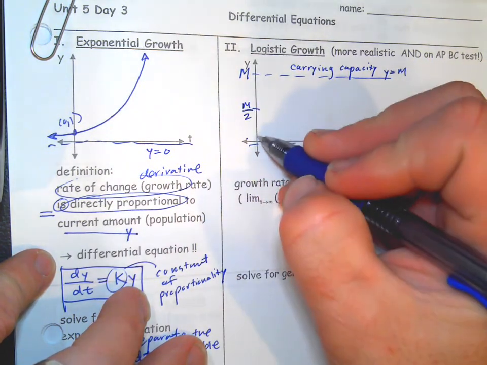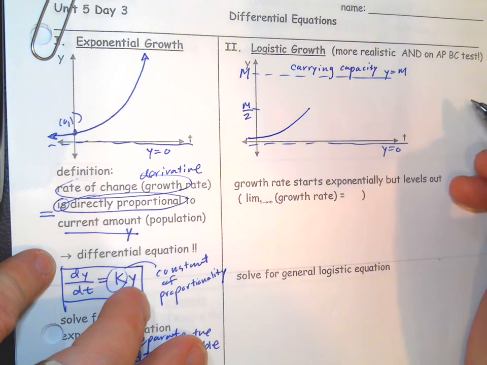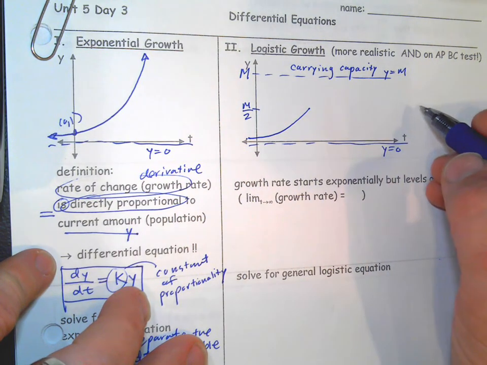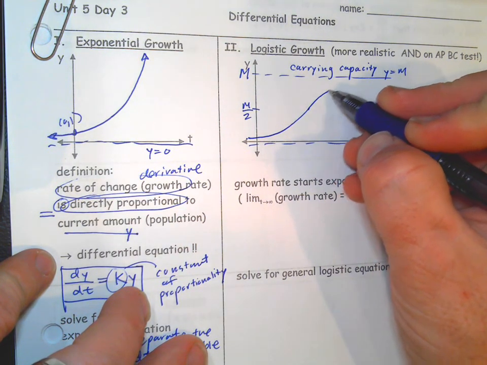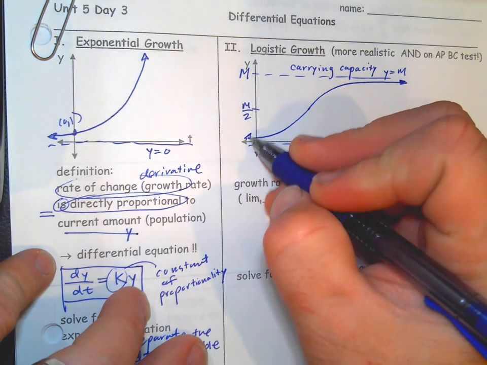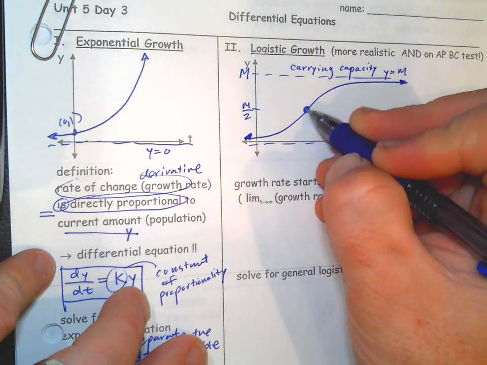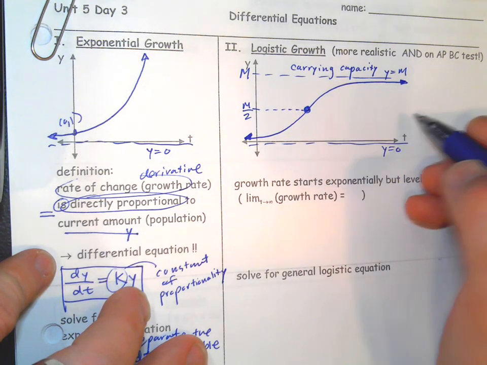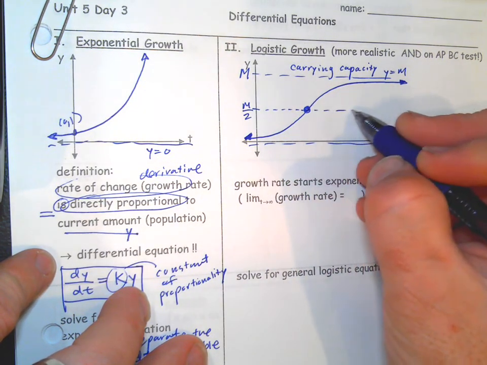Now something special happens at half the carrying capacity. At first, growth is exponential when the population is small. But then it bends back down, concave down, towards the carrying capacity. Now, what happens is once you hit half the carrying capacity, you have an inflection point.